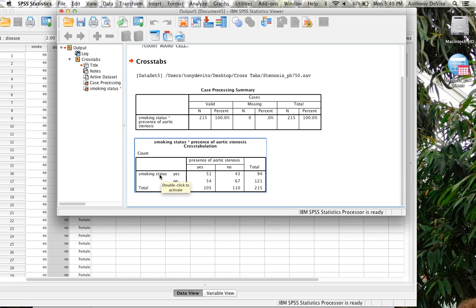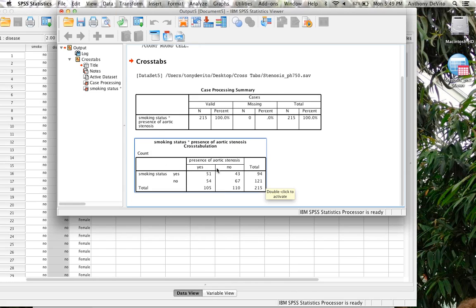Smoking status, yes. Smoking status, no. Well, how many people were smokers? 94. How many of them had aortic stenosis? 51. How many people were not smokers? 121. How many had aortic stenosis? 54. A few more, but also a larger population of people within that group. What's the overall rate for this group, the prevalence of aortic stenosis? Well, it's 105 out of 215 within this particular group, right? So that's our prevalence. About half of the people had aortic stenosis in this particular group.